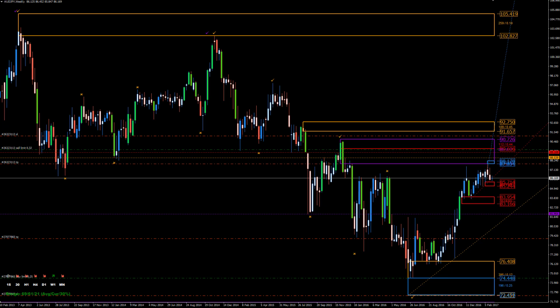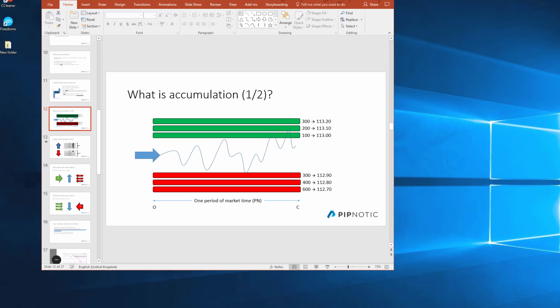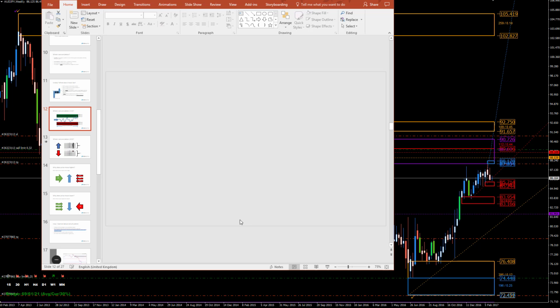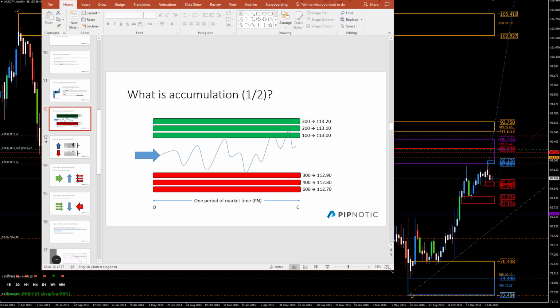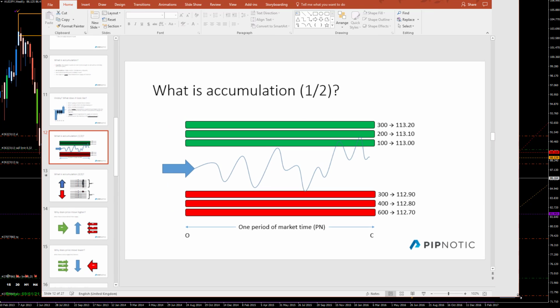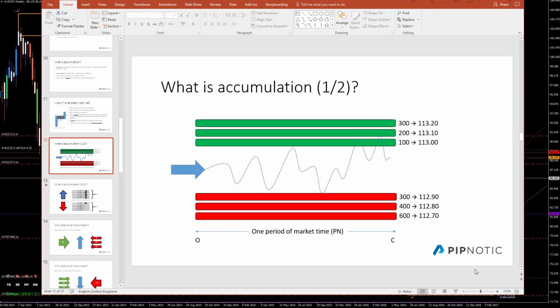Okay, before I wrap this up, I'm just going to have a quick talk about accumulation. And then I'm going to try and cut this short because the internet speed is super slow and I'm on roaming. So I just want to make sure that the video doesn't get too big. I just want to have a quick look at this accumulation slide that I did during the presentation at FX Street. Because this is very, very interesting indeed.